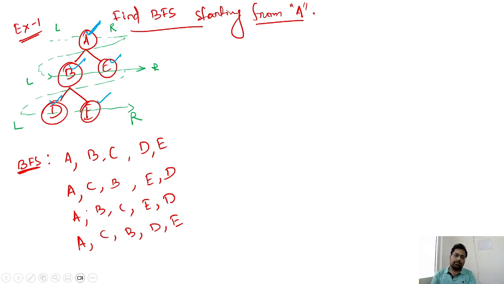So any BFS you write is correct, because the nodes are on the same level and connected with the BFS. That's why you can write it.